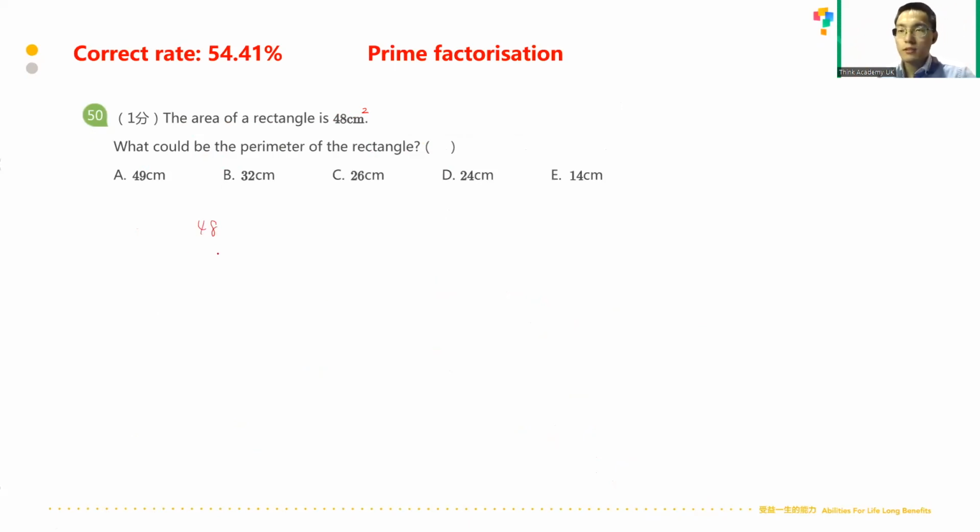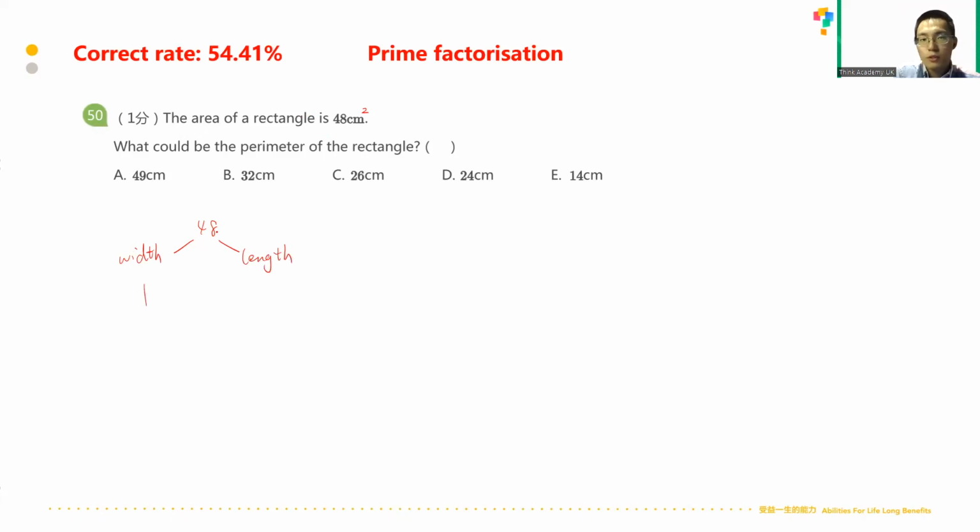For this type of question, lots of you make repetition mistakes or miss a pair of factors. That is because you're not doing it in order or systematically. So we always start from the lowest number, which is 1, and we do it in ascending order. We do it systematically. That way we won't miss any number. So the width and the length.